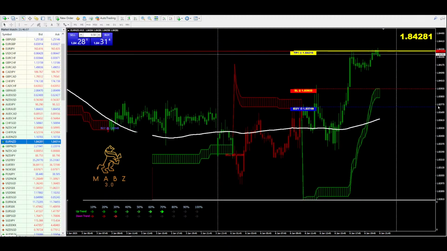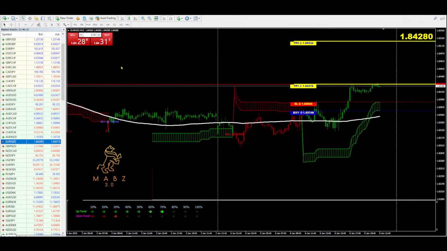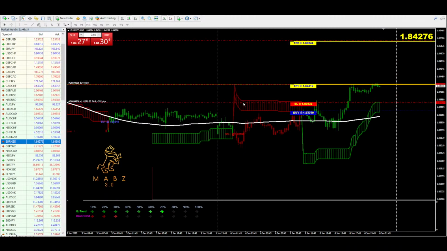Okay, Euro NZD is also another trade that we can take. Same thing as I said before. We'll open up a buy trade there, put our take profit at TP2 or TP3 and use our stop loss right there. Boom.